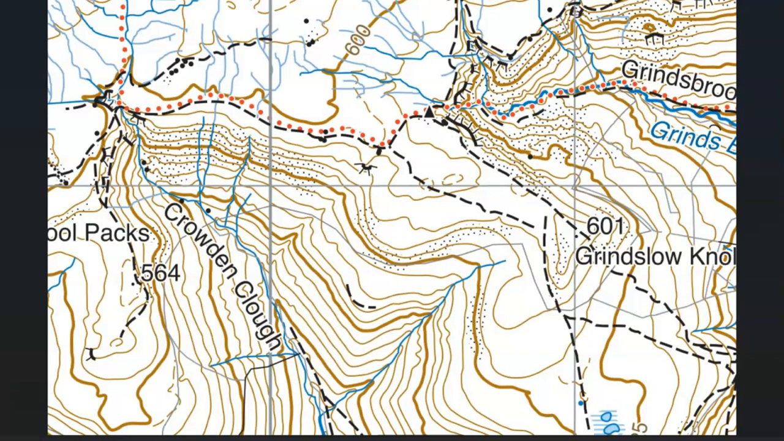The map that we're using this week is Harvey Maps Superwalker 1 to 25,000 scale. This is the Dark Peak District, and I've got an agreement with Harvey's to use their map for this task. Okay, so let's have a look at those photos.